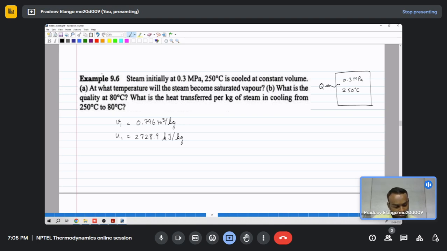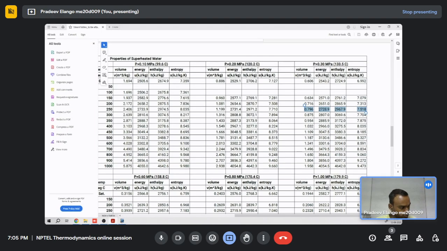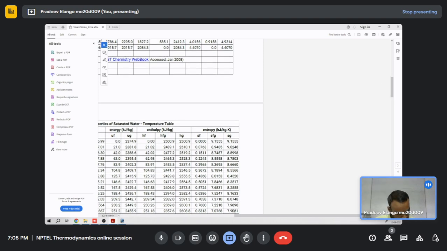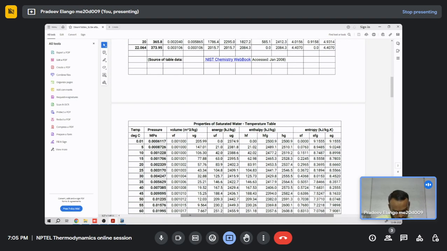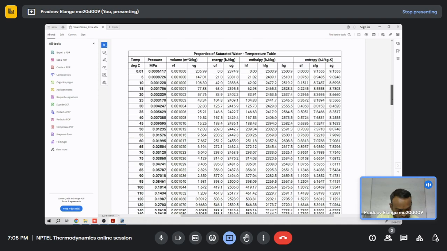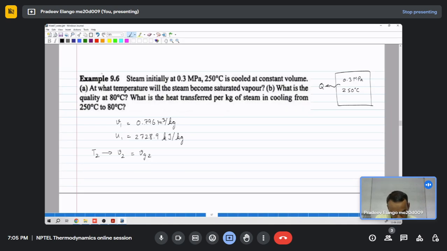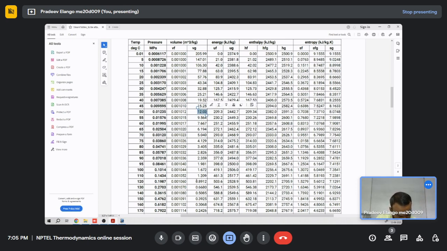Now at what temperature will the steam become saturated vapor? So now we can find at some temperature T2, the V2 is the same as Vg2. So we can calculate the temperature which corresponds to this. That means we should go to the saturated steam table, and at the temperature chart we need to find where this 0.796 occurs. So here 0.796, that is between these two.